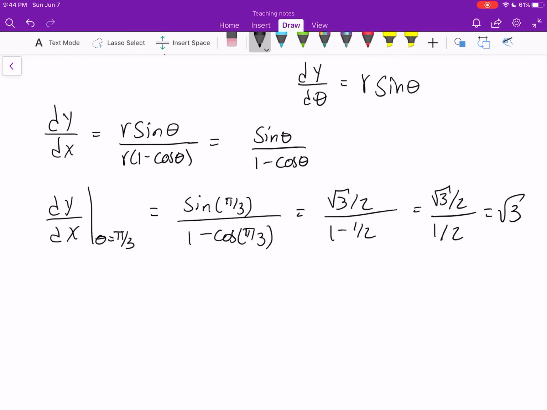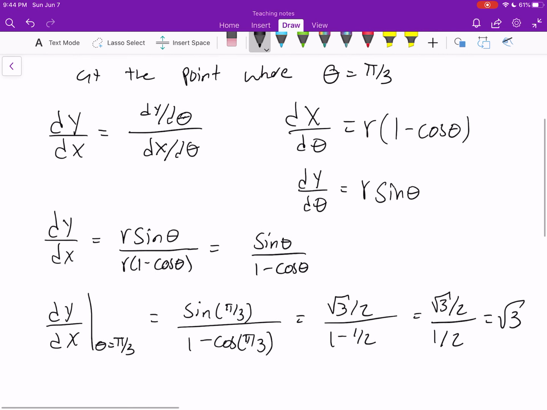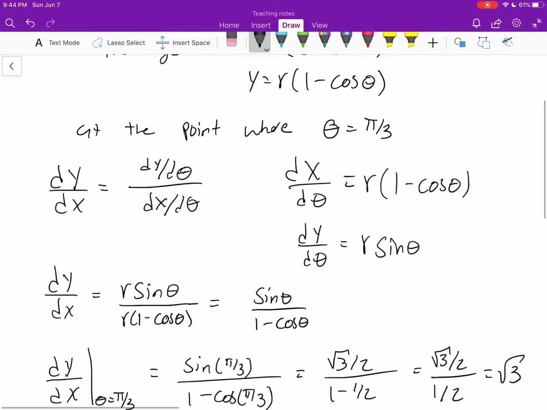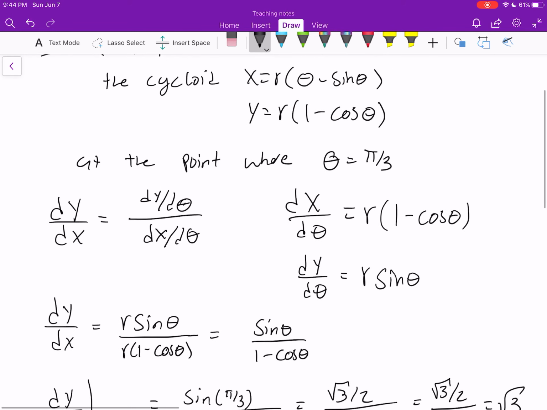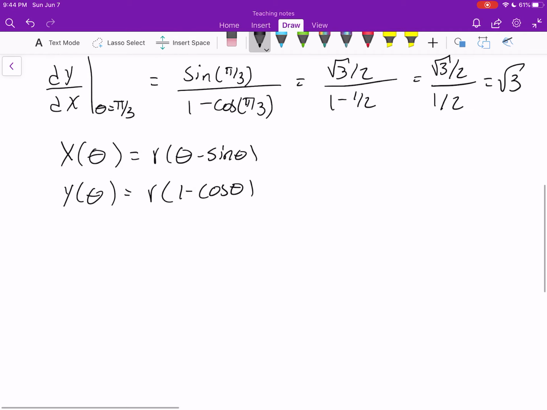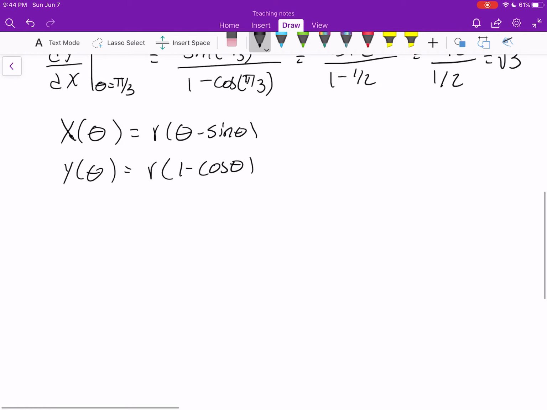So I have the slope of my line. But now I need to have a point for this, and I don't have a point yet. I know the value of the parameter theta is equal to pi over 3, but I don't have the x and y value. So I need to ask myself, how am I going to find the x and y value? If you look up at the very top here, I'm given an equation for x in terms of theta, and an equation for y in terms of theta. This is x as a function of theta, r times theta minus sine theta. Y is a function of theta, and this is r times 1 minus cosine theta. So I can figure out my x and y values just by plugging in different values of theta.